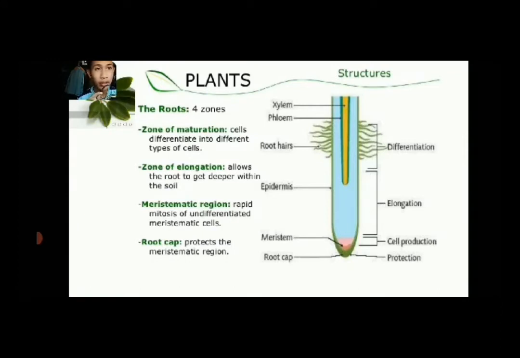Zone of maturation: cells differentiate into different types of cells. Zone of elongation allows the roots to get deeper within the soil. Meristematic region: rapid mitosis of undifferentiated meristematic cells. Root cap protects the meristematic region.